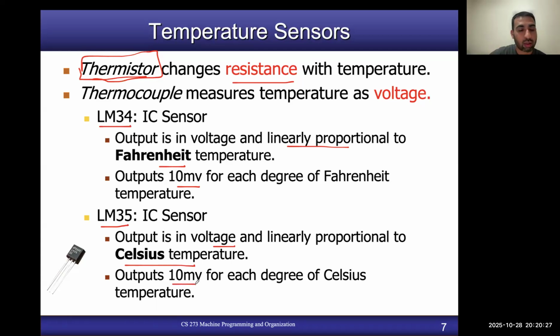And it is simply a three-leg device. One is your ground, the other is your VCC or power supply, and the middle pin is your output voltage, which is dependent upon the environmental temperature. Any questions?